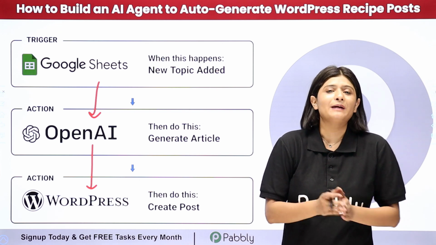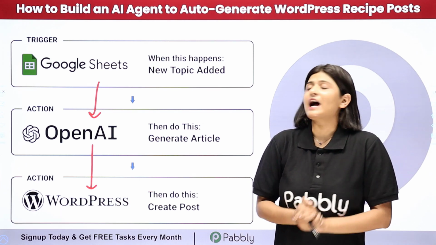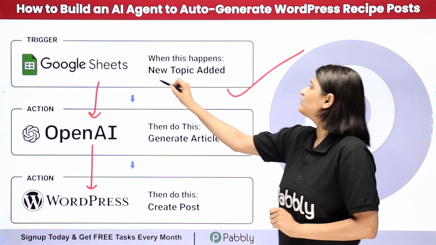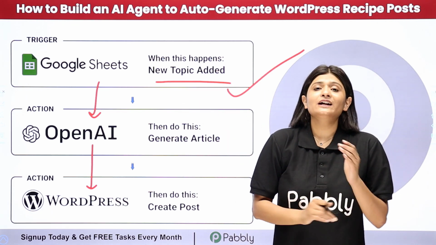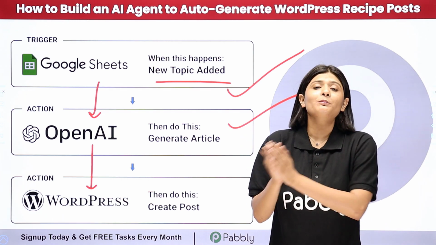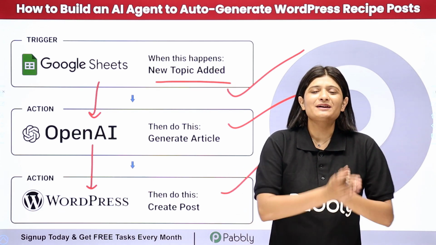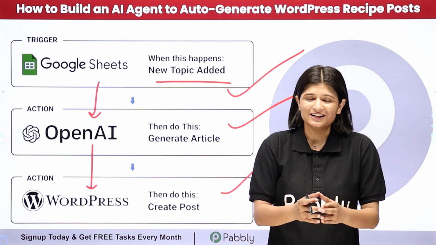Now with the help of Pabbly Connect, I am going to build this connection in such a way that whenever I add a new topic in my Google Sheets spreadsheet, the article will be automatically generated with the help of OpenAI and it will be automatically created as a post on my WordPress. Now if you want to learn this amazing automation step by step, then let me take you all to my screen.